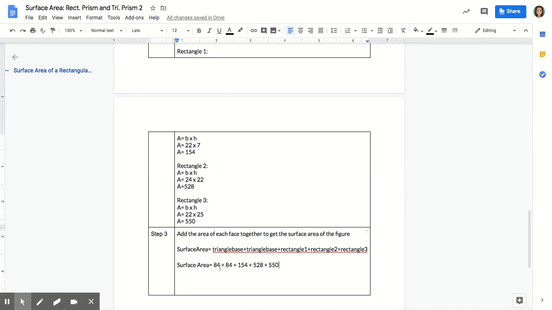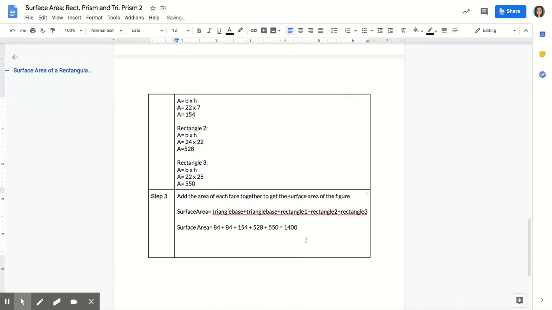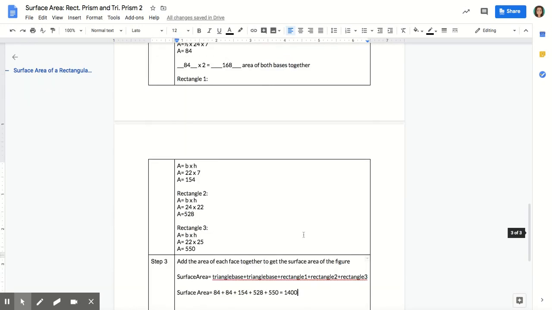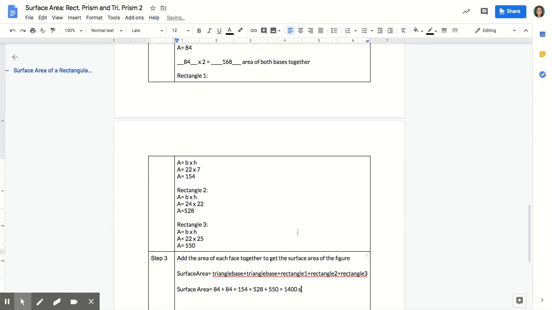Okay. Now let's check and make sure that we have the correct number of faces. Remember, a triangular prism is 5 faces, so that's 1 face plus 2 face plus 3 face plus 4 face plus 5 face. Okay. When we add those together, we get 84 triangle base plus 84 triangle base plus rectangle 1, which is 154, plus rectangle 2, which is 528, plus rectangle 3, which is 550. So we get 1,400 is our total surface area, and we were measuring in meters, so it's 1,400 square meters.